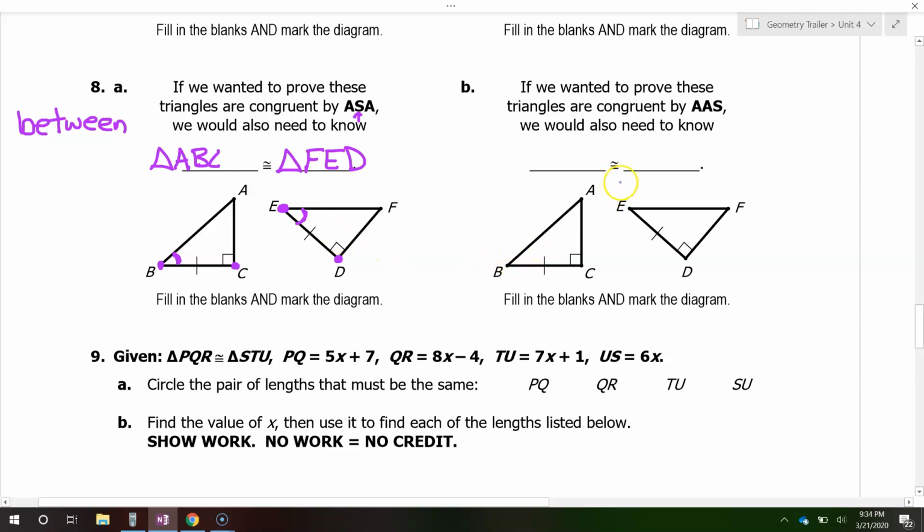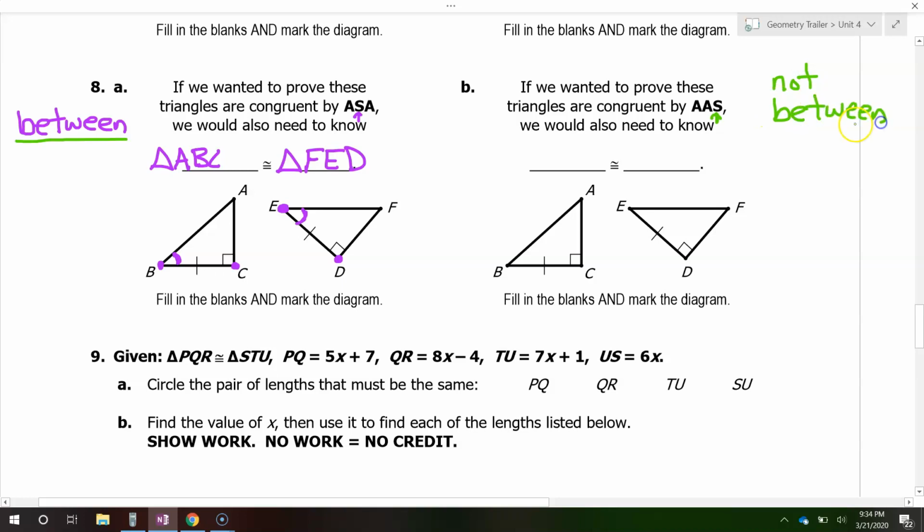Okay, now part B. This stands for angle, angle, side. That's two angles and a side. Now look, on the last problem, we had two angles and a side. But the side was between the two angles. This time, the side is over here off to the side. It is not between.